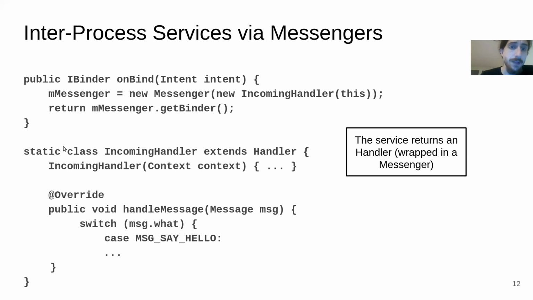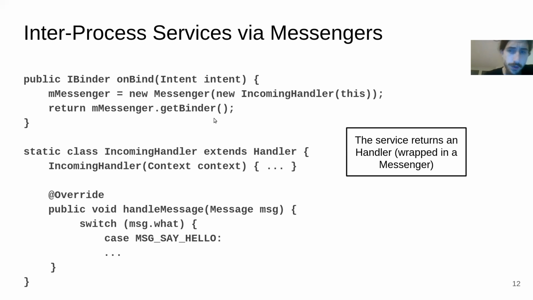On the receiver side, the target service needs to implement something like this, an onBind callback. So again, it's a callback, which means that you define it, but it's the framework that automatically invokes it when an application is binding to your own service.